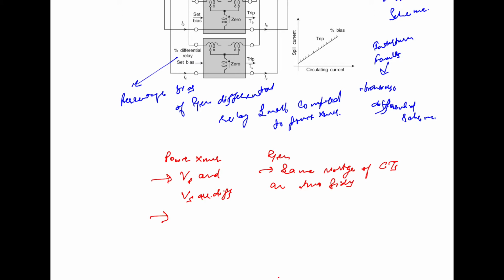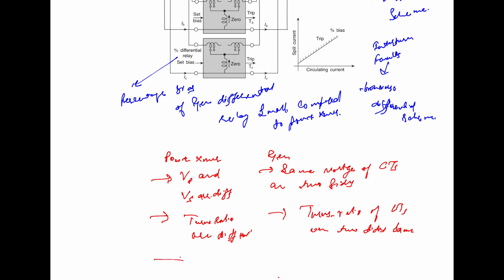Second, the turns ratios are different in the transformer due to the ratio of transformation, whereas in the generator the turns ratio of the CTs on the two sides is the same. Third, a tap changer may be present in the transformer, and no tap changer is there in the generator.